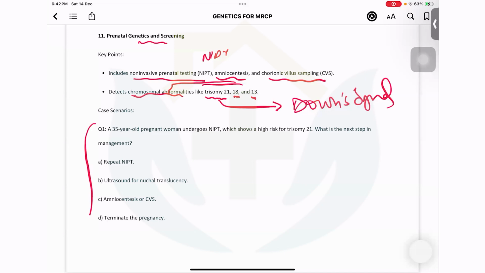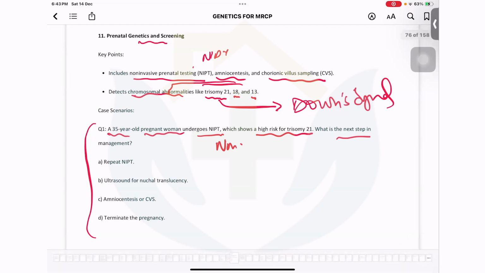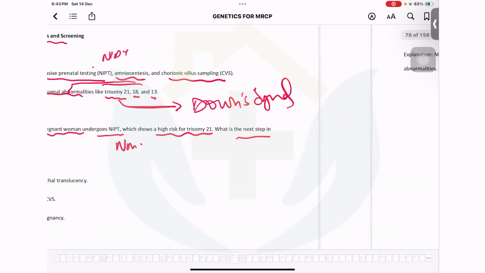How will the questions come? A 35-year-old pregnant woman undergoes NIPT, non-invasive prenatal testing, which shows a high risk of trisomy 21. What is the next step in management? Repeat NIPT, ultrasound for nuchal translucency, amniocentesis or chorionic villus sampling, or terminate the pregnancy?